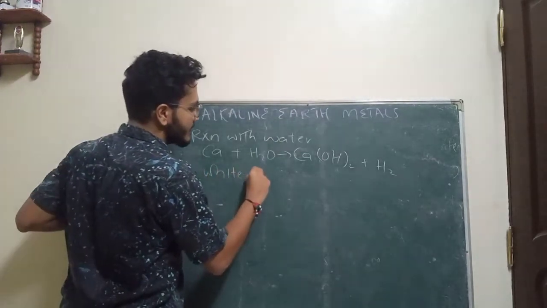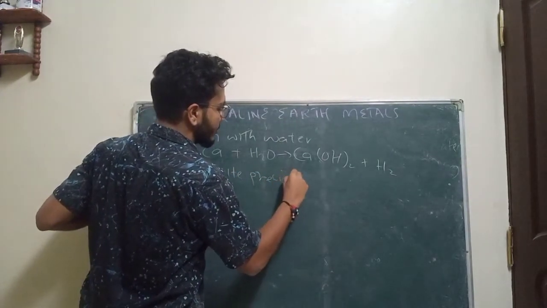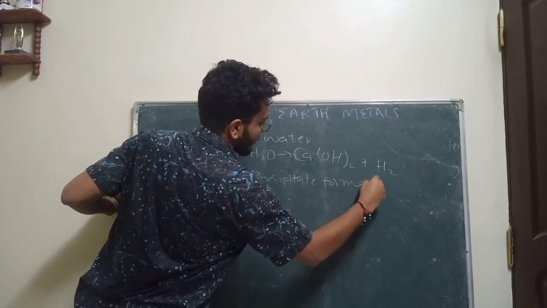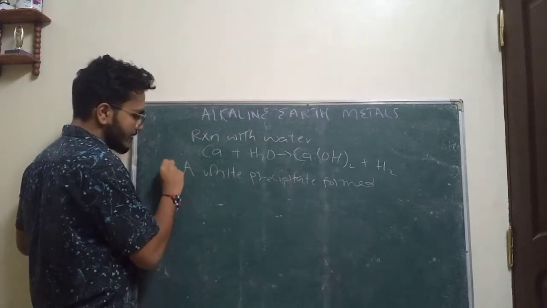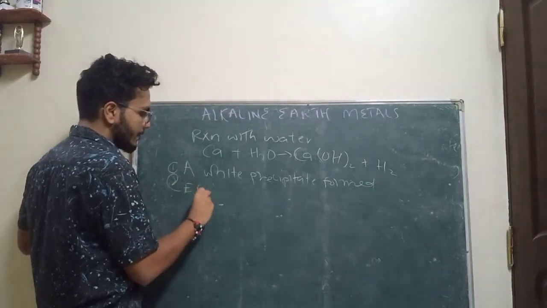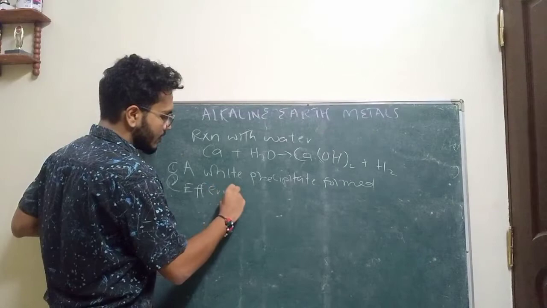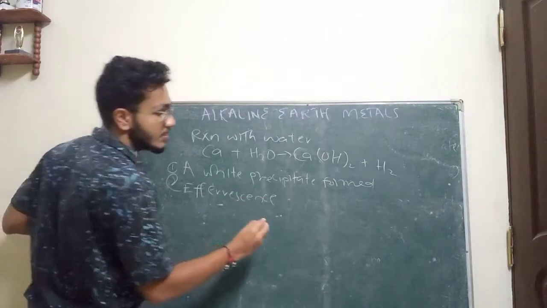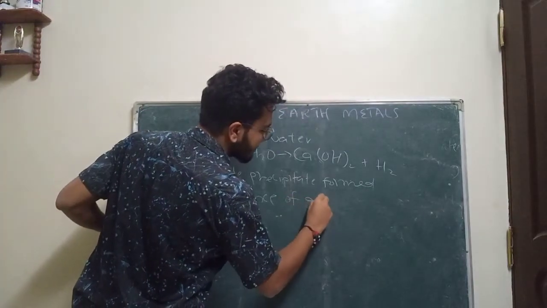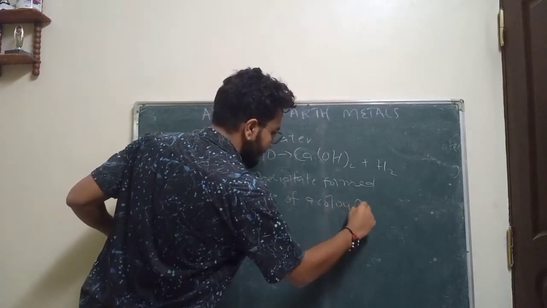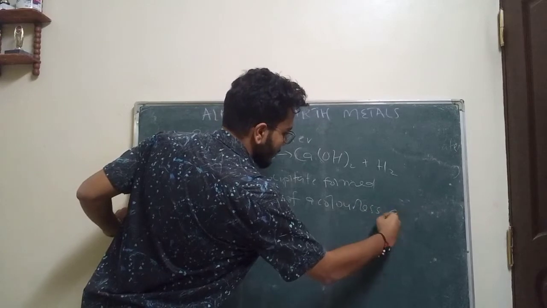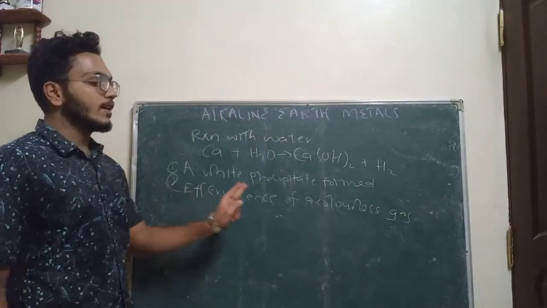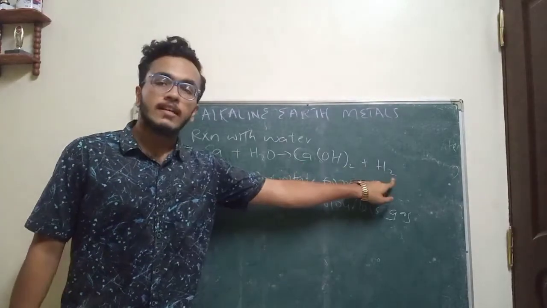A white precipitate formed. And second, there is effervescence. Effervescence in short means bubbles, but in chemistry we use the term effervescence of a colorless gas. Why is there effervescence of a colorless gas? Due to production of hydrogen gas.